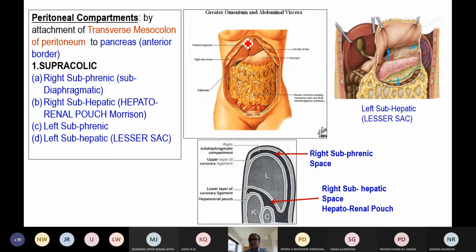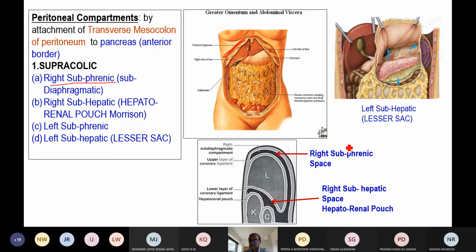So in the supracolic, here is the diaphragm. Between the diaphragm and the right lobe of the liver, there is a space which is called the right subphrenic space. What is phrenic? Phrenic means diaphragm. So beneath the diaphragm, the right subphrenic space, between the right lobe of the liver and the diaphragm.